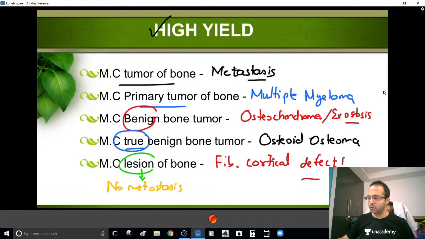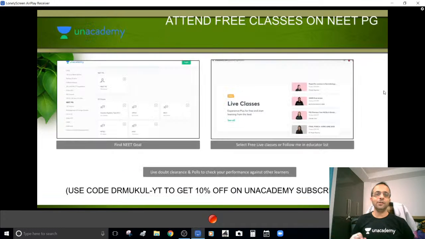Sometimes they can just be MCQs in your exams, so please just mark them up. The commonest tumor of the bone is actually metastasis. Commonest primary tumor limited to bone is multiple myeloma. The commonest benign tumor would be osteochondroma, exostosis. The commonest true benign tumor will be osteoid osteoma, and the commonest lesion of the bone will be fibrous cortical defect. So that's all from this class.